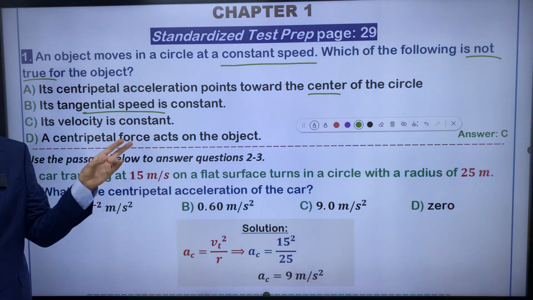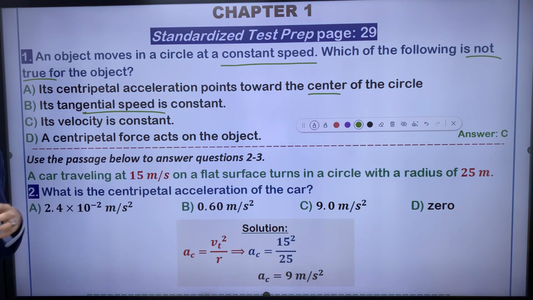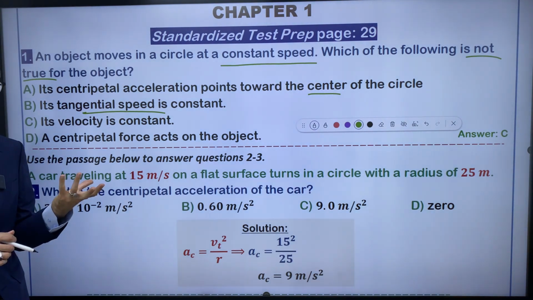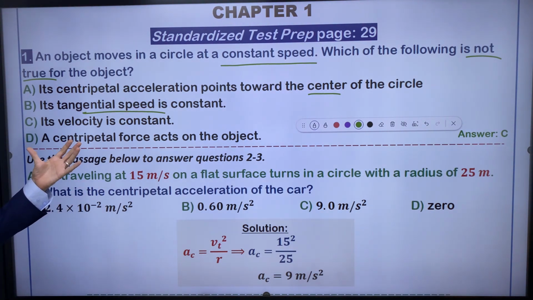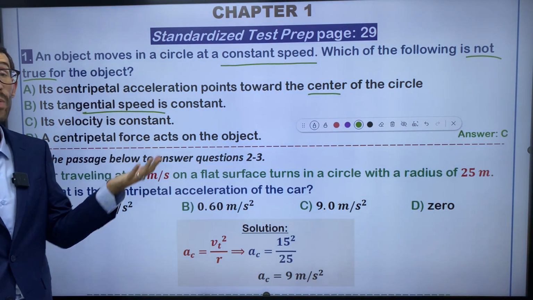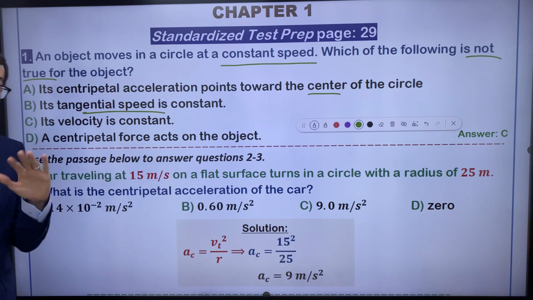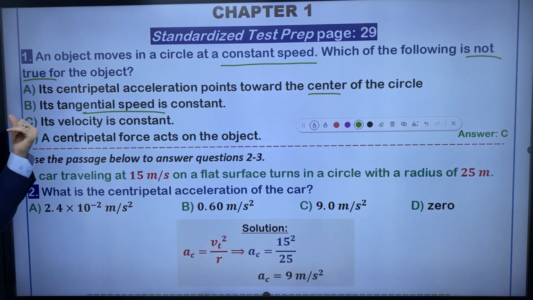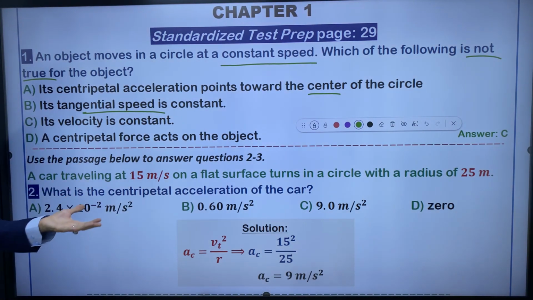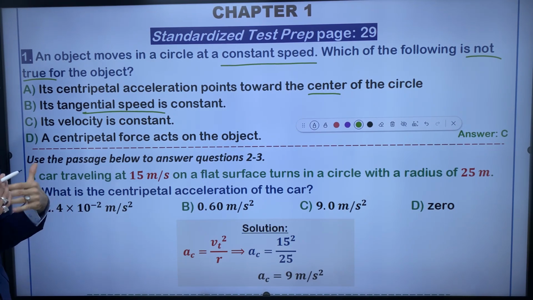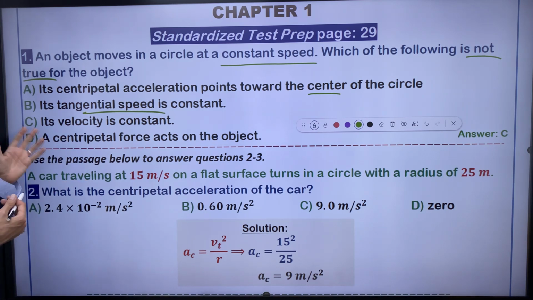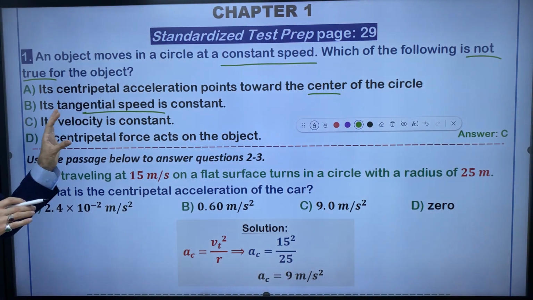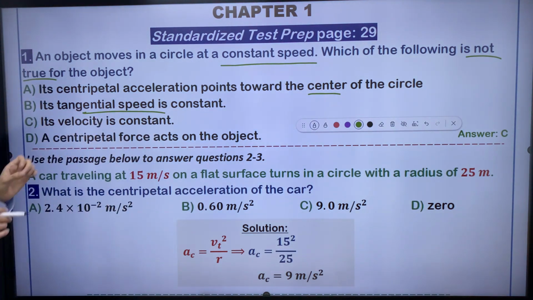Its velocity is constant. Velocity can't be constant because velocity is a vector quantity, and especially for an object moving in a circle, it can't be constant because any object moving in a circle changes its direction perpetually. That's why it's not true. So till now, C is true. The answer is C till now because it says which option is not true.